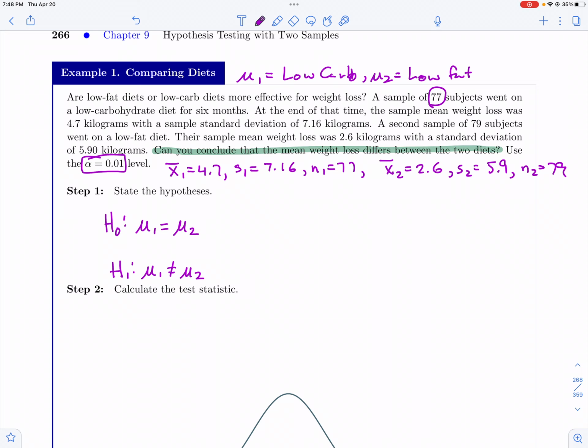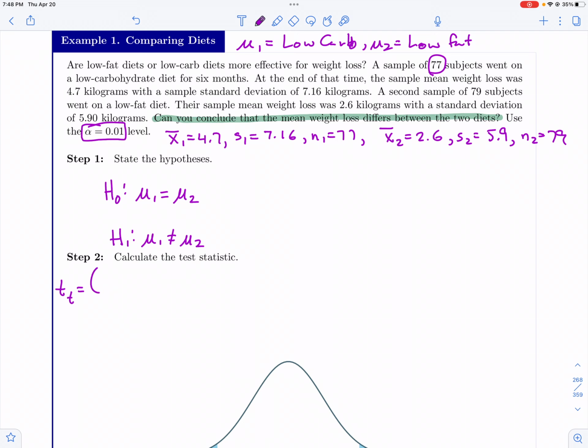Let's calculate our test statistic in this case. Our T sub t is going to be the two sample means subtracted from each other. So we're going to get 4.7 minus 2.6, all divided by the first sample standard deviation squared divided by our sample size, plus our second standard deviation squared divided by our sample size.